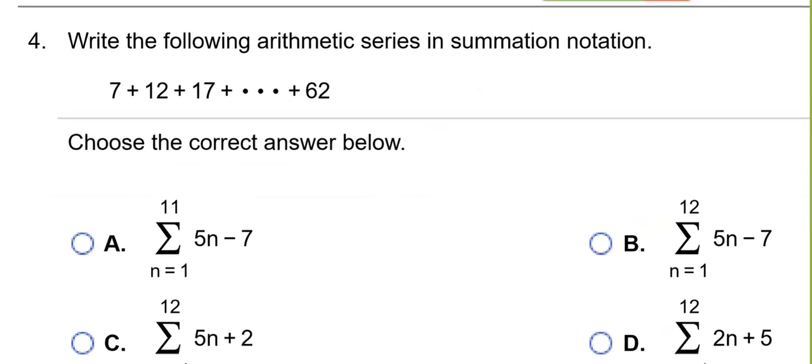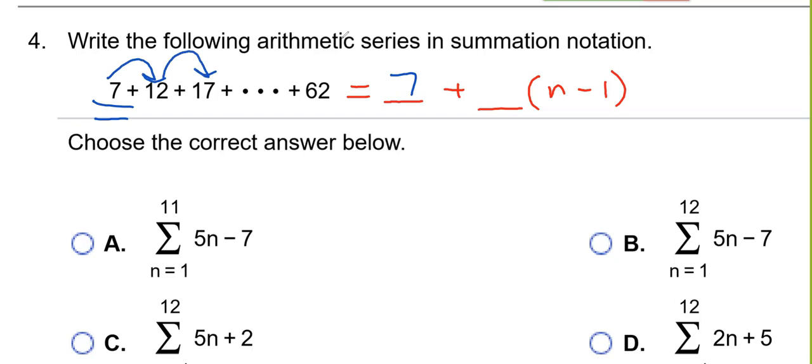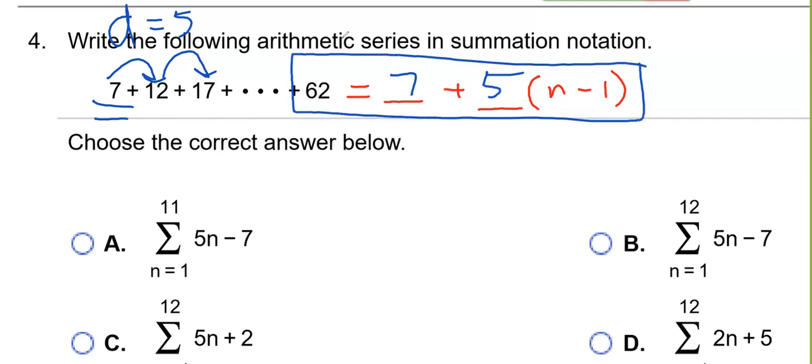Okay, let's find the number of terms first, just like we did on question 1. So we need to fill in some of these blanks. Like we need to know the first term. Well, the first term is a 7. And we need to know the common difference between the terms, and the common difference is what? How much are we going up by? Looks like we're going up by 5. So we want to solve this equation right here, and that'll tell us how many terms we have.